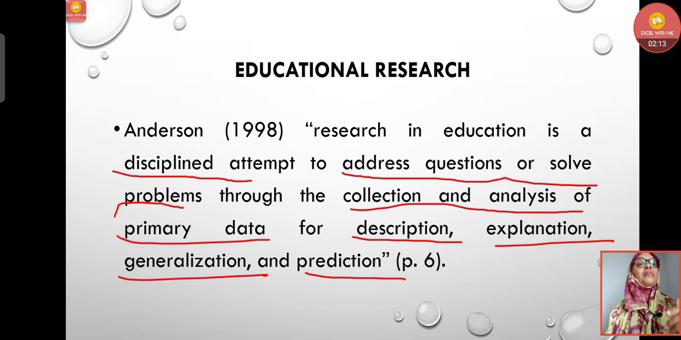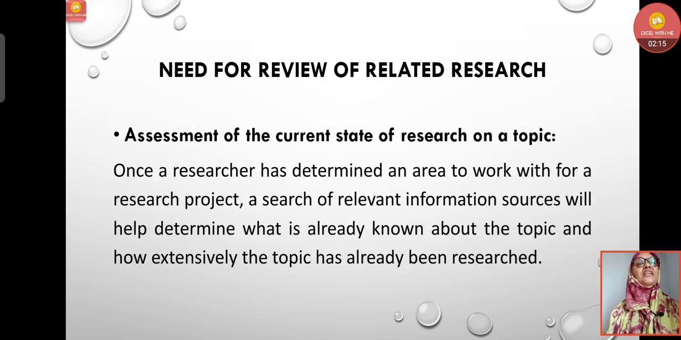So let's start with the main topic of today's class, that is need for review of related research. When we do research, there are 5 important chapters we have to remember. First is the introduction or conceptual framework. Under that we give all the details about our problem: the statement of the problem, objectives, hypothesis, delimitations, all the things we write.